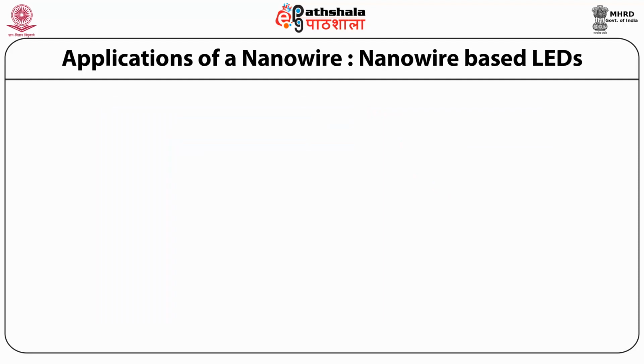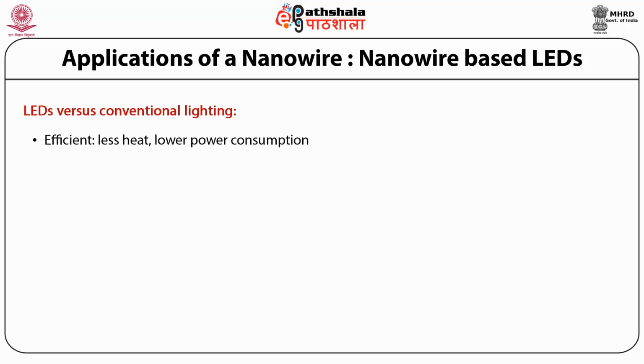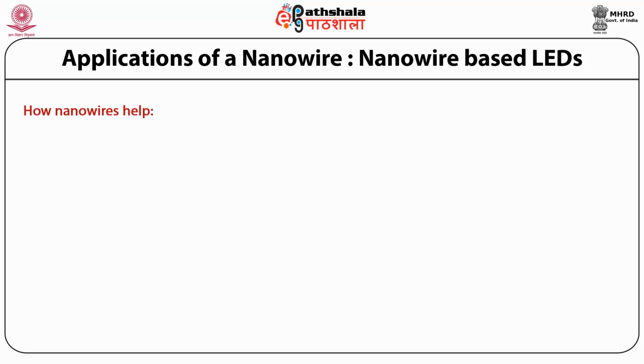Here we have compared LEDs of nanowire in comparison to the conventional lighting source. They are efficient, with less heat, low power consumption, long life, cheap, and no mercury is used. How do nanowires help? This we can see here.